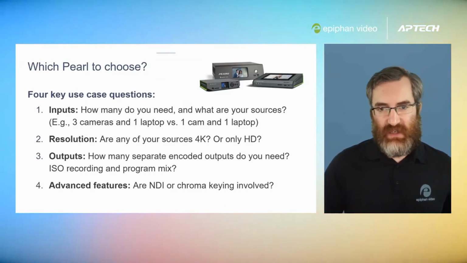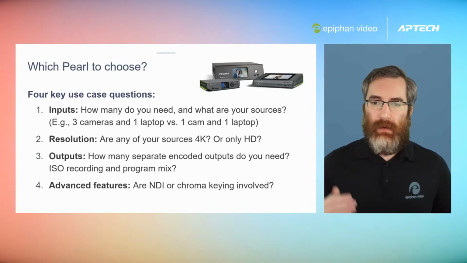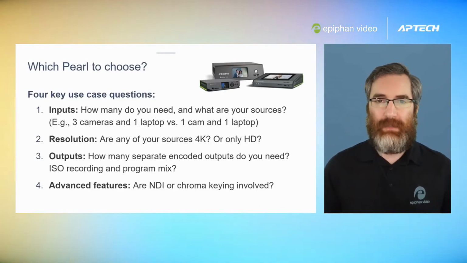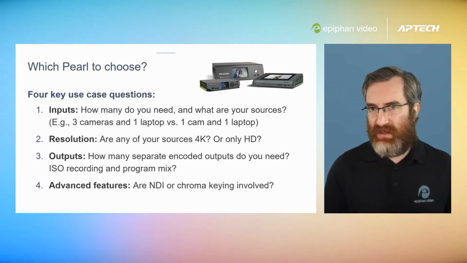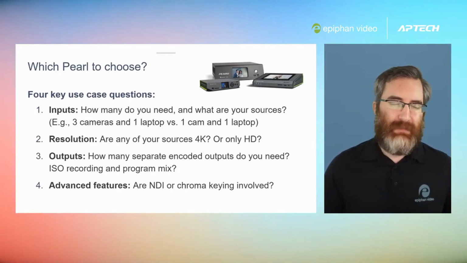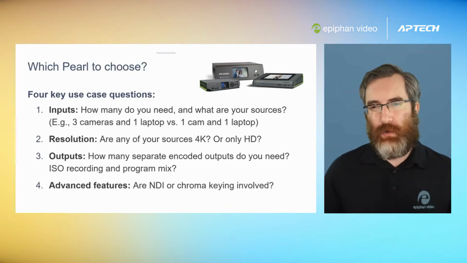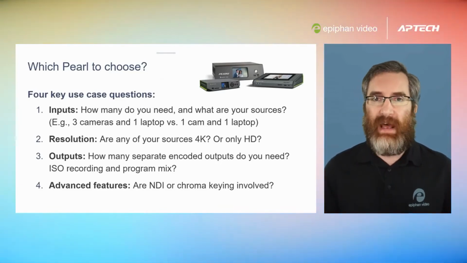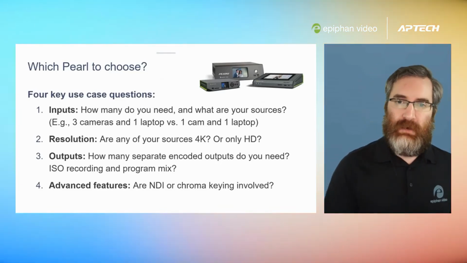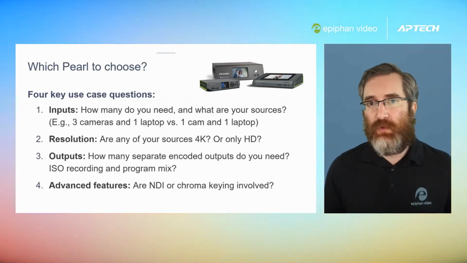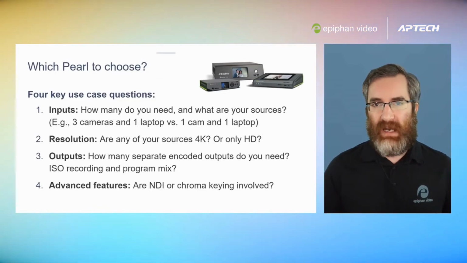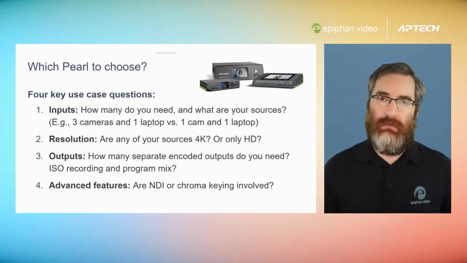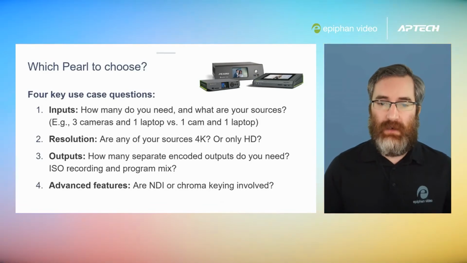So if we run this scenario again, just to say inputs, I have 1 camera, 1 laptop for my presentation. They're only full HD. I only need a single encoded channel. And I'm not really doing any switching. I don't have NDI and I don't have chroma keying. Pearl Nano can do that. Rerun that again. I have 1 camera, 1 presentation feed. I'd like to do an ISO recording of my camera in addition to my mixed and switched program feed. Pearl Mini would suit that.